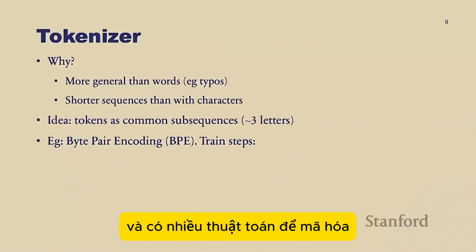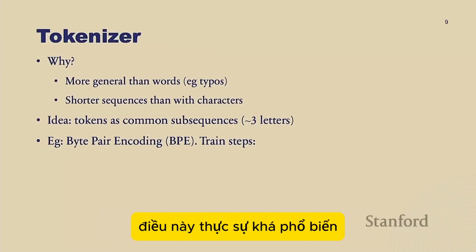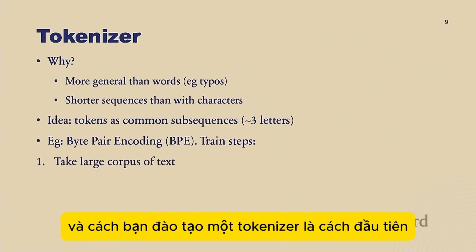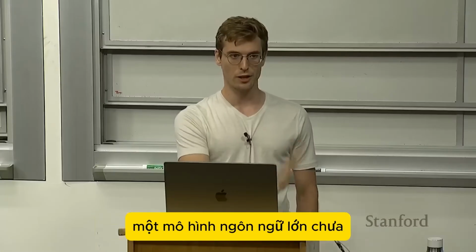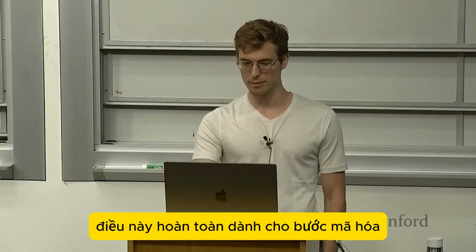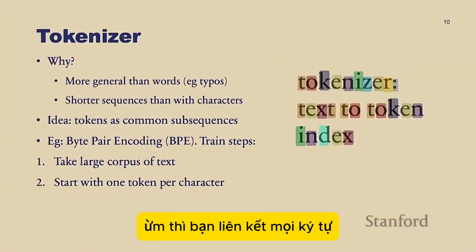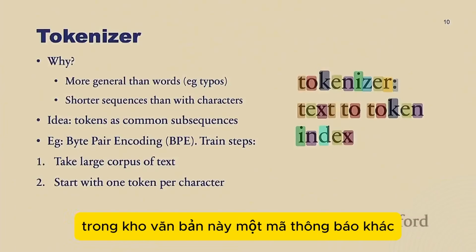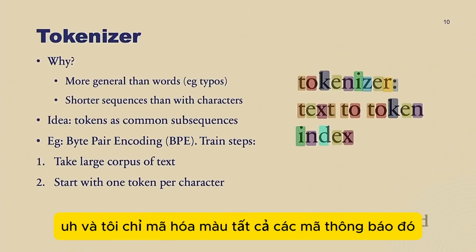There are many algorithms for tokenization. I'll just talk about one of them to give you a high level, which is what we call byte pair encoding, which is pretty common, one of the two most common tokenizers. The way that you train a tokenizer is that first you start with a very large corpus of text. Here I'm really not talking about training a large language model yet. This is purely for the tokenization step. So this is my large corpus of text with these 5 words. Then you associate every character in this corpus of text with a different token. Here I just split up every character into a different token, and I color-coded all of those tokens.